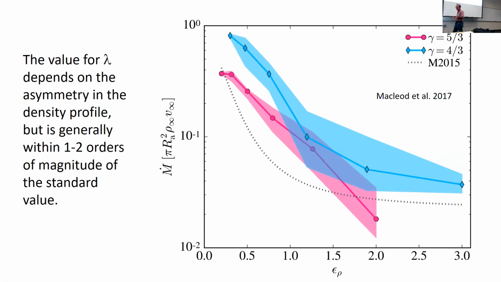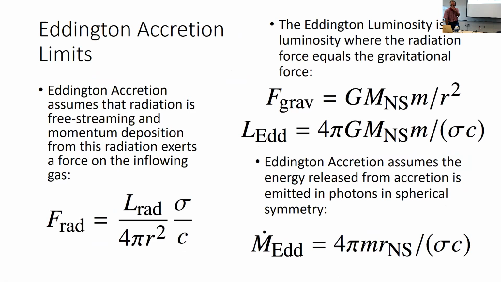So the next question you would want to ask is exactly what happens once that material piles up on the neutron star. That's when you need to start studying what happens when this material comes down. It releases a lot of potential energy, it heats up, it wants to radiate. That gets to our next analytic derivation, which is called the Eddington luminosity or Eddington accretion rate.